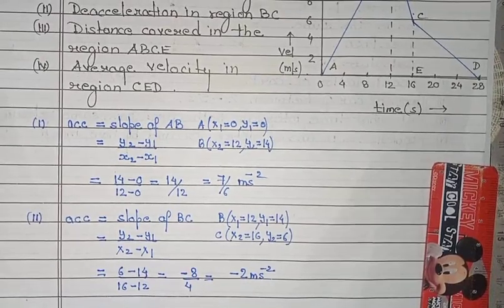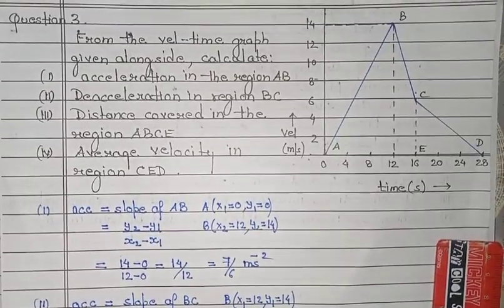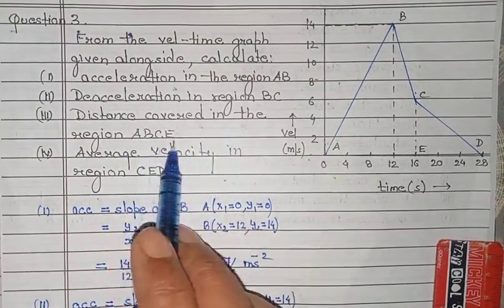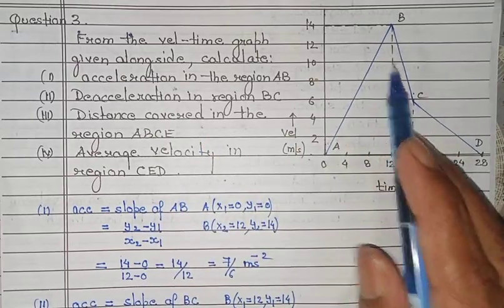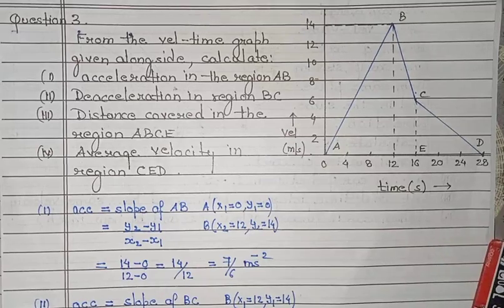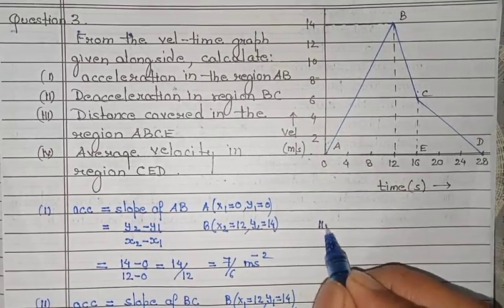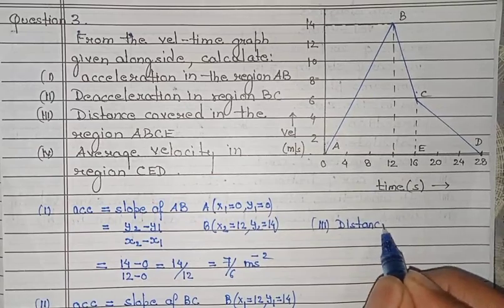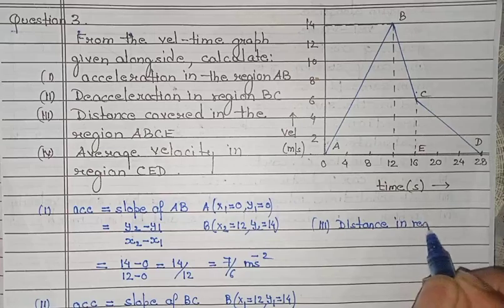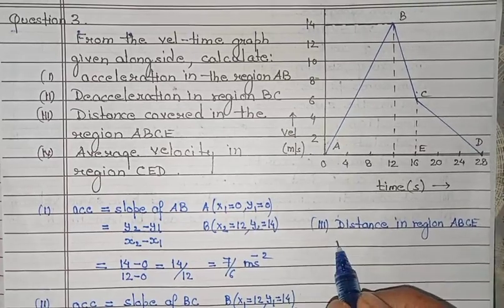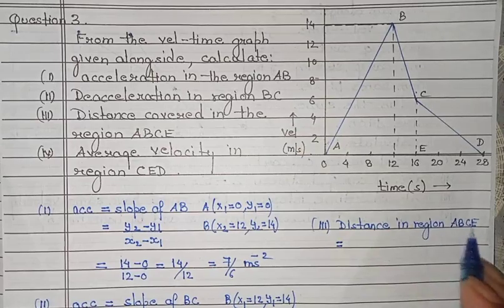Okay, now let's see what we have to get in the third part. In the third part they are saying you have to calculate the distance covered in the region ABCE. Now how to calculate the distance covered in the region ABCE? So for the third part, we need to calculate the distance in the region ABCE. For that you will need to calculate the area of this figure.